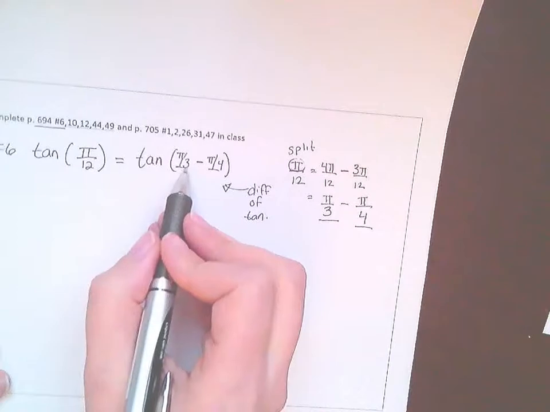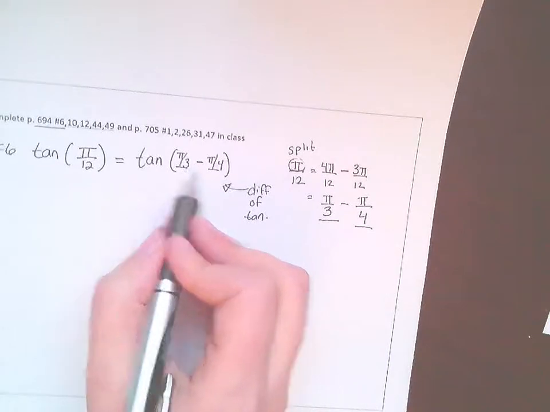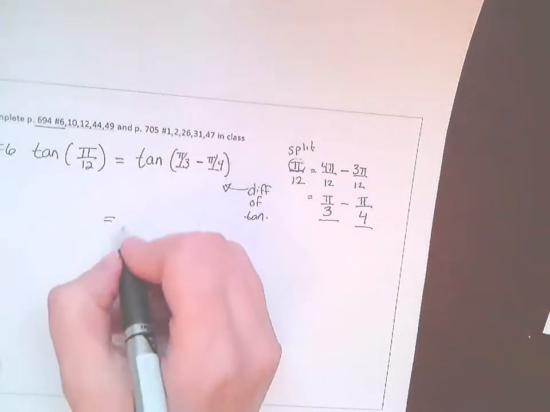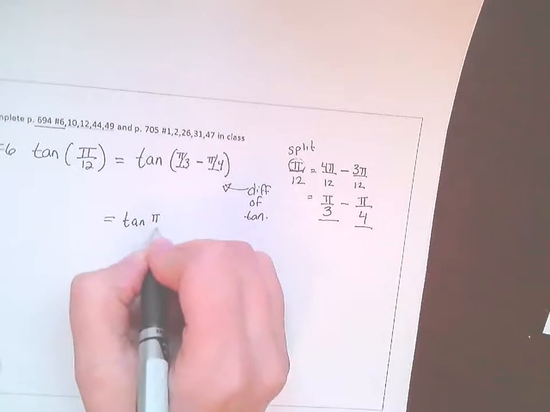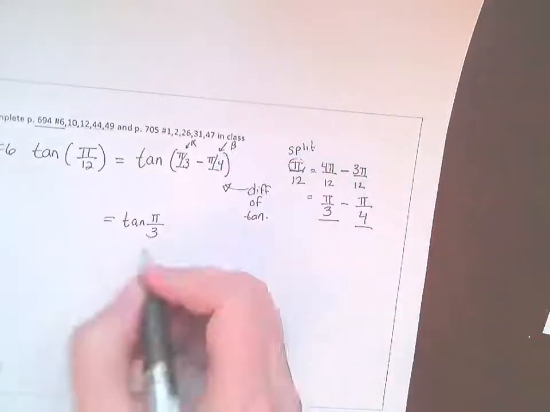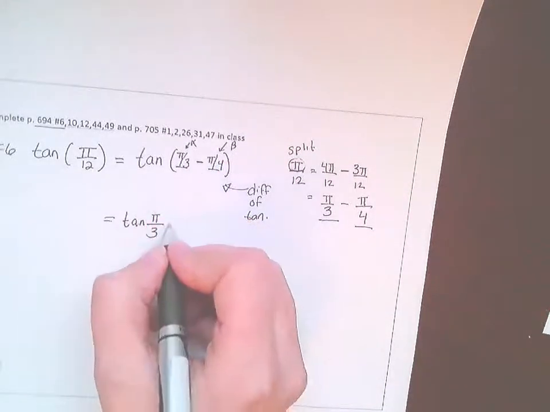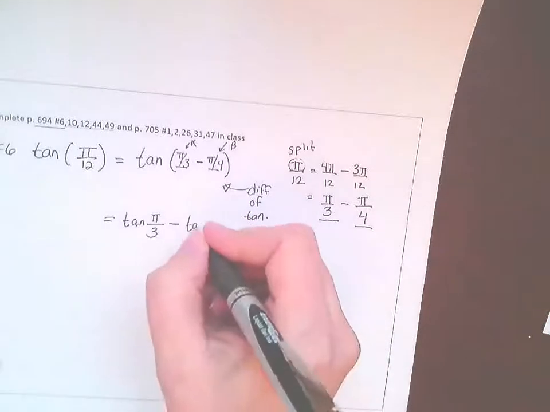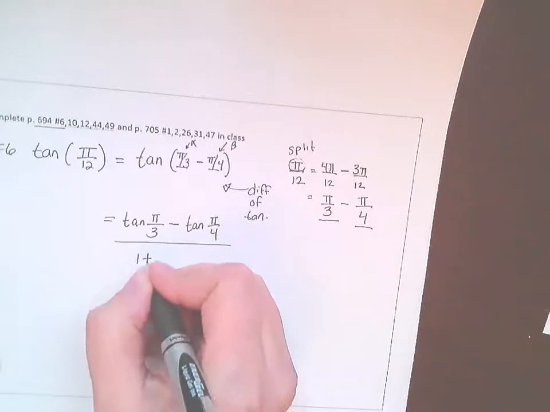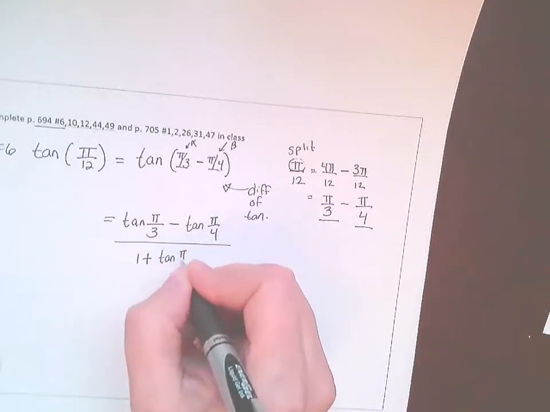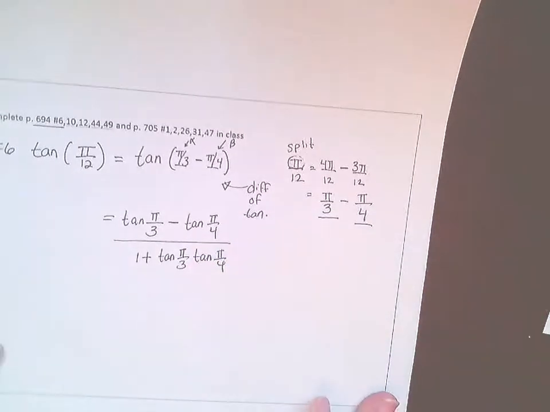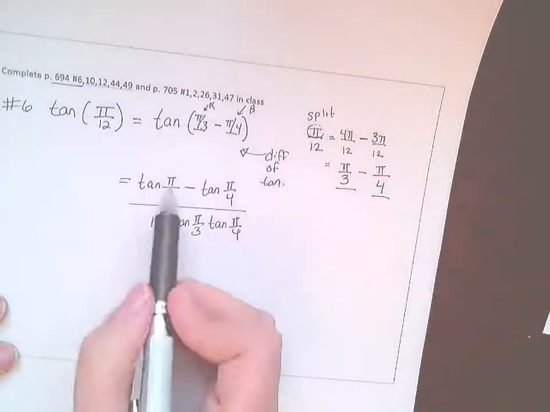And now that I know what the identity for the difference of tangent is, which is tan of alpha, which in this case, if you remember, this guy is my alpha and this guy is my beta. Because there's a minus here, for the tangent identity, it's going to be minus tan of my beta. All of that is over 1 plus tan of alpha and tan of beta.